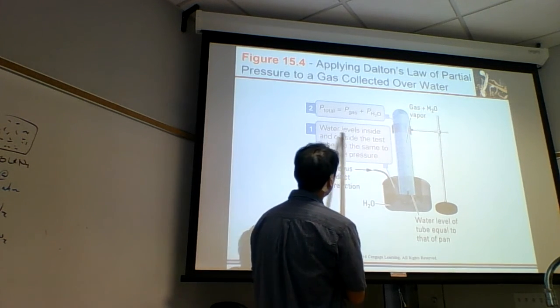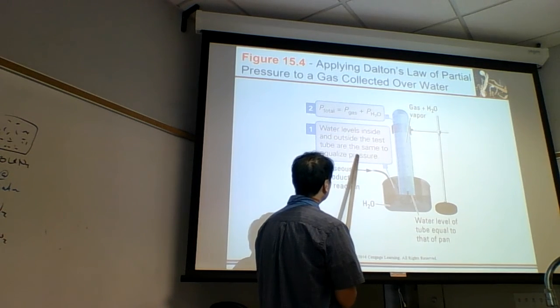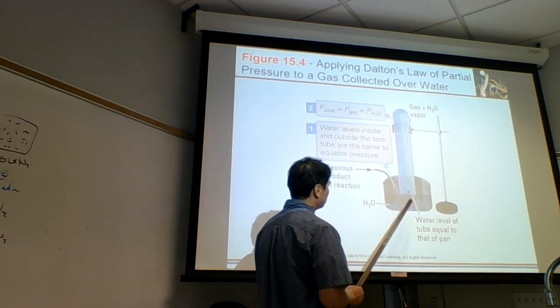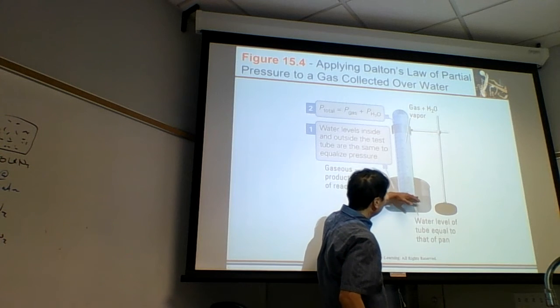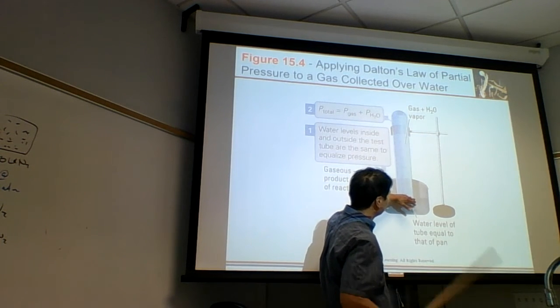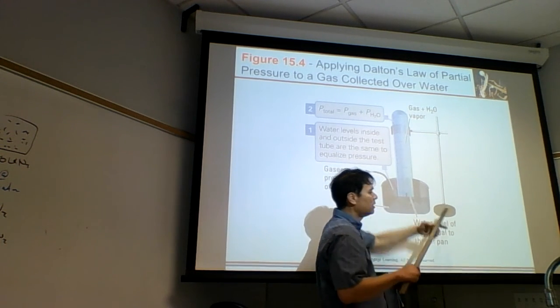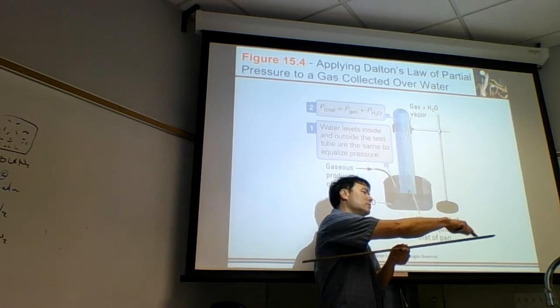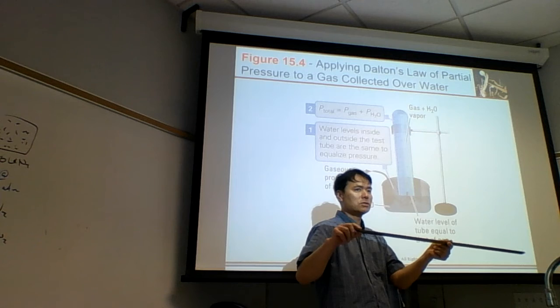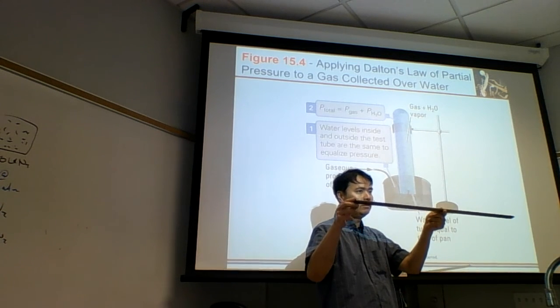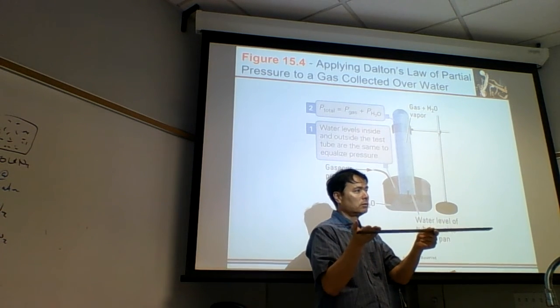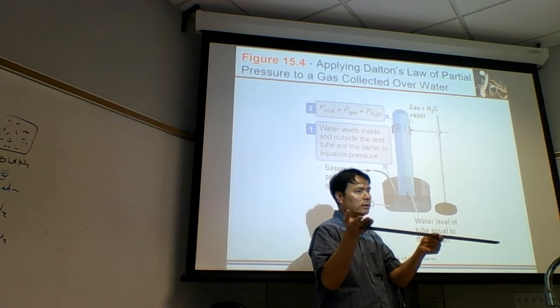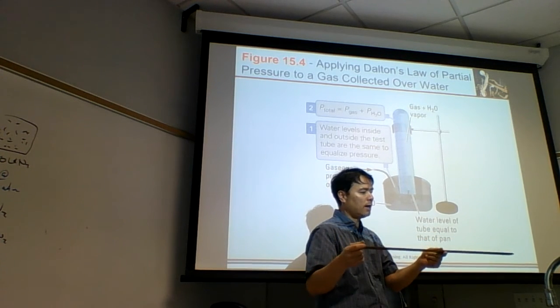What's this saying? Water levels inside and outside the test tube are the same, equalizing the pressure. And so if the water level inside the test tube were the same as the water level outside, then we have a balanced seesaw. Let's say this is outside the test tube, this is inside the test tube. If they're at the same level, then they weigh the same amount. Pressure can be thought of as weight. Weight of the atmosphere.